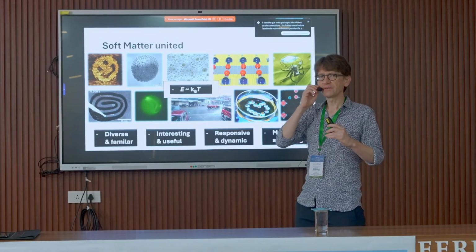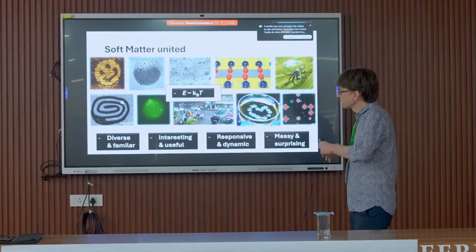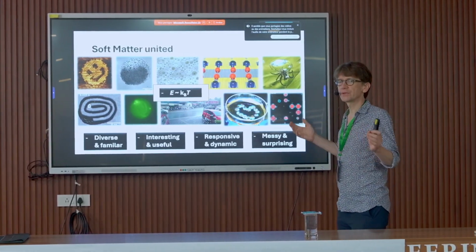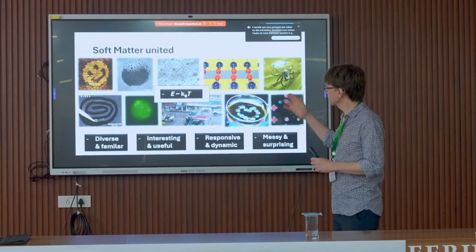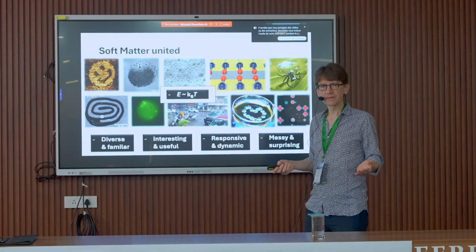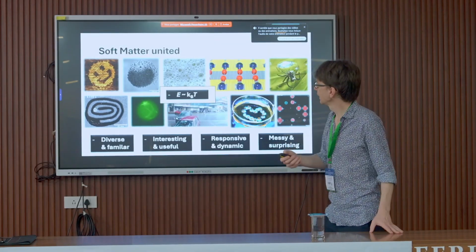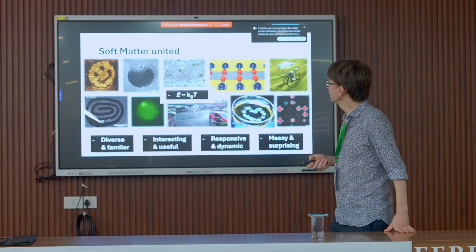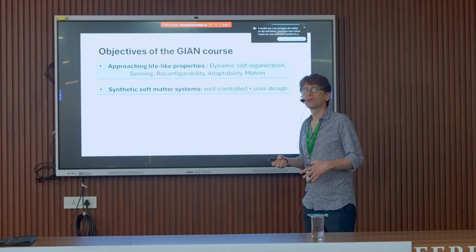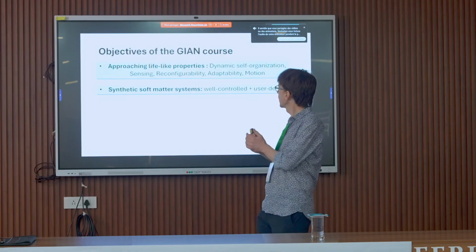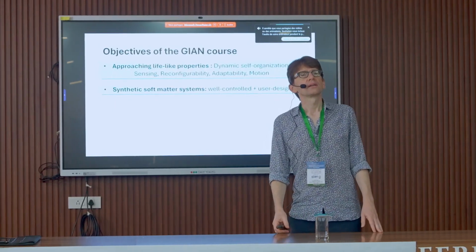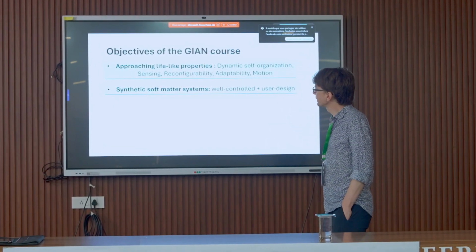I also tried to show you that even if soft matter is very diverse and broad and familiar and interesting, we can find some unity in this diversity, and we can say that it's basically everything working around the thermal energy kT. So it is possible to have some laws despite this dispersity, and with that, maybe we can approach what I call lifelike properties, which are all these dynamic self-organization, sensing, reconfigurability, adaptability, or motions that living systems can have, and that we can then observe and do with synthetic systems.